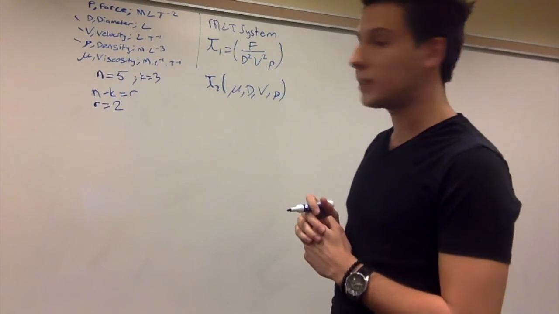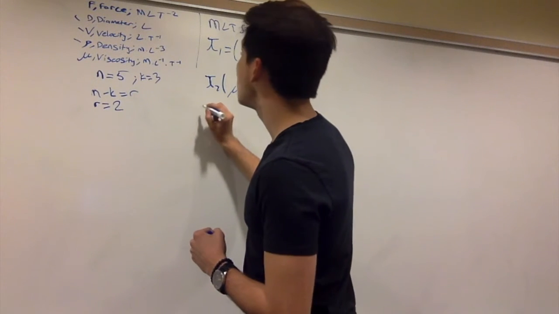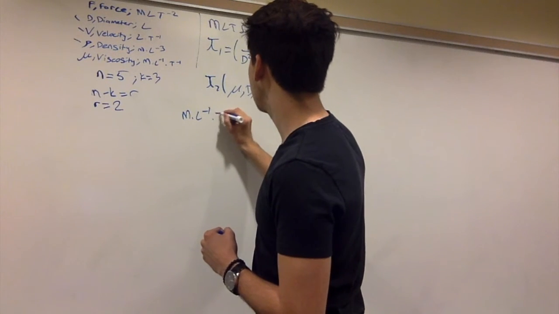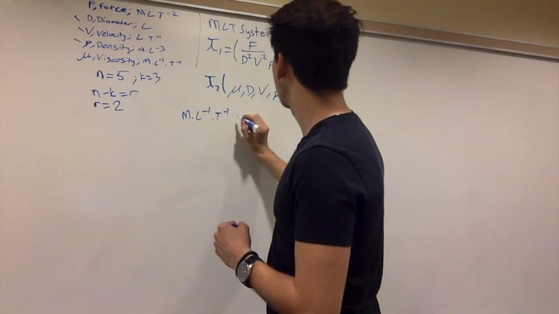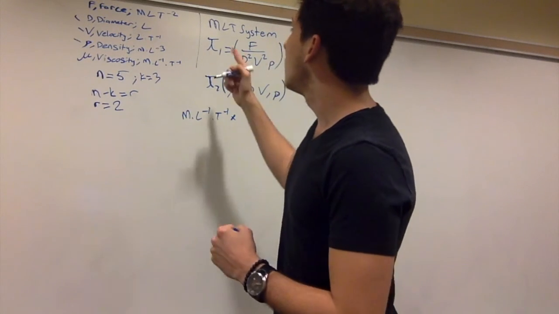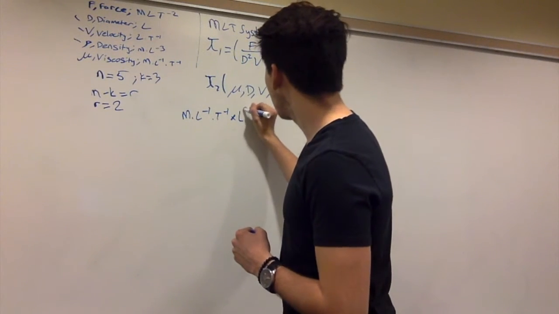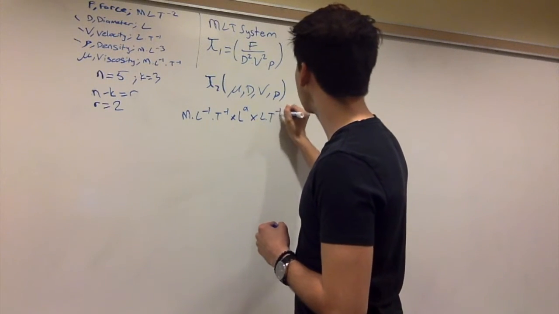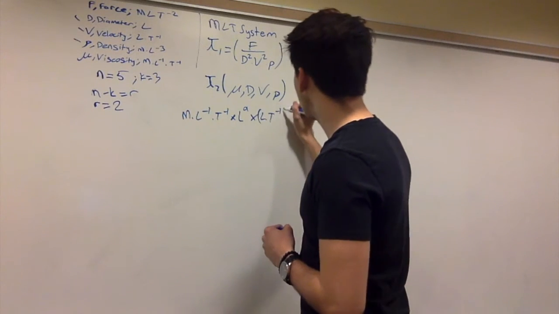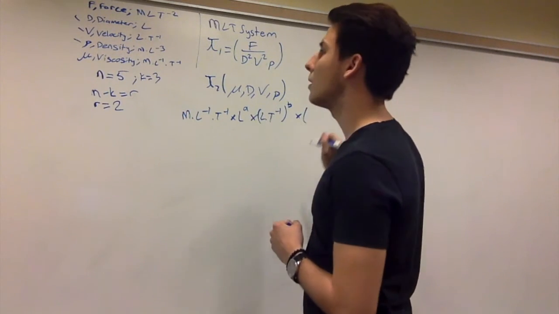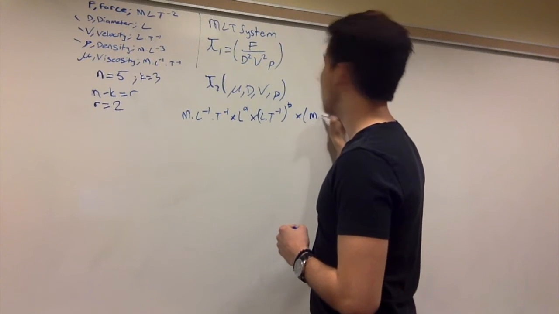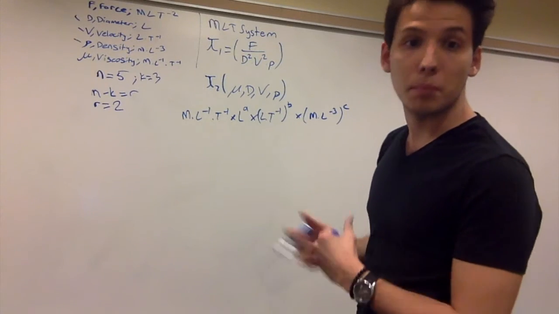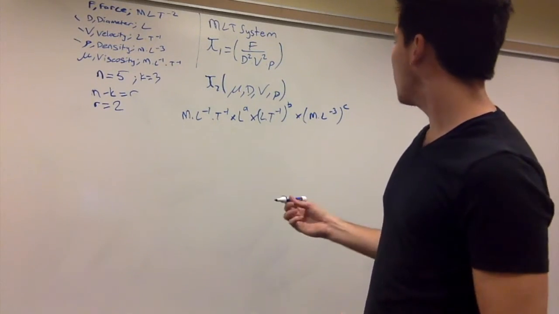So let's find it in the MLT system. Viscosity is M L to the power of -1, T to the power of -1. Diameter is L to the power of a. Velocity is L T to the power of -1, all to the power of b. And what is density? M times L to the power of -3, all to the power of c, like we did to find pi 1.